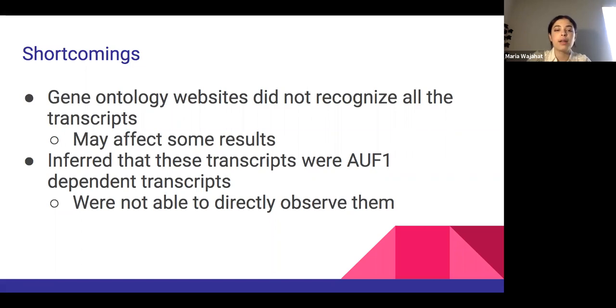Another shortcoming was that the gene ontology servers didn't recognize all of the transcripts. So for example, out of the 97 common transcripts between the transcripts on the IPF and the transcripts on the control lung, only 67 of them were identified. Now this may affect some results, but the probability that it does affect the results largely is really low because 67 were identified, that's the majority of them, and only 30 were not identified. And 30 transcripts in this case would not make that much of a difference, especially when you're considering p-values and FDR values, or false discovery rates.